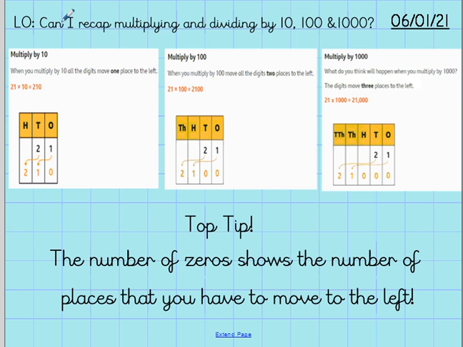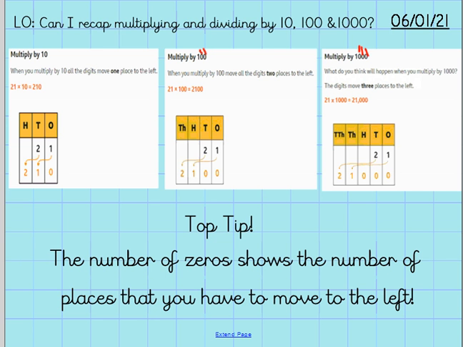And this is just a reminder for us. So when you multiply by 10, all the digits move one place to the left, which is what we've just done. If we times it by 100, they move 2 places. And by 1,000, they move 3 places. Now, remember our top tip. The number of zeros shows the number of places that you have to move to the left. So if we've got 100, 1, 2, we know we're going to have to move 2 places to the left. 1,000, 1, 2, 3. 3 places to the left. And that's the number of placeholders that we end up with at the end of that.